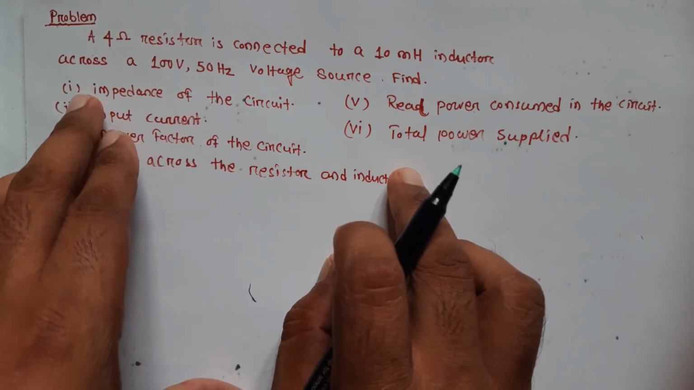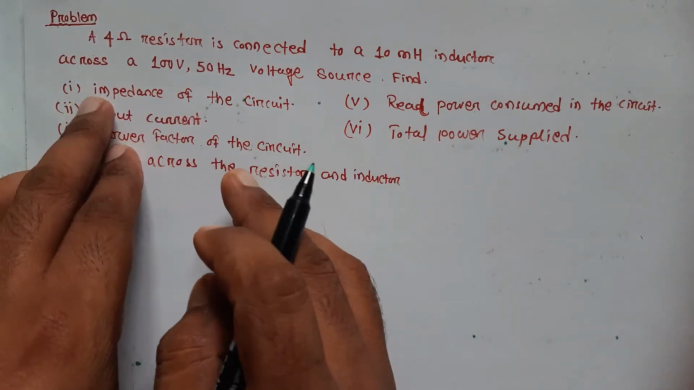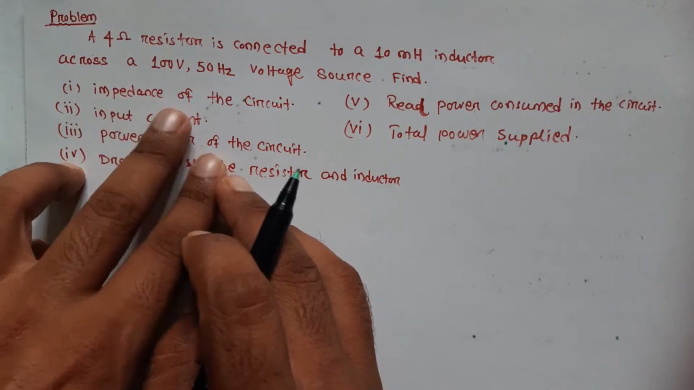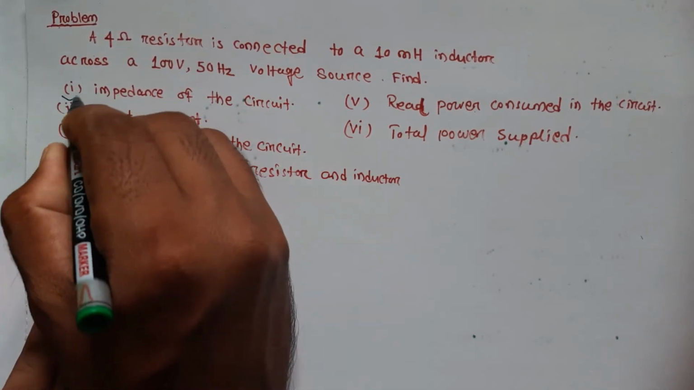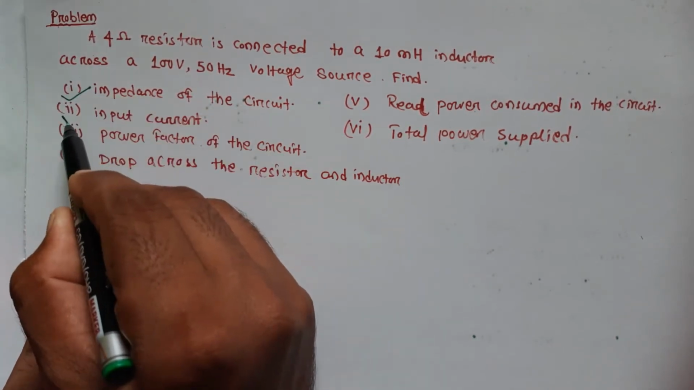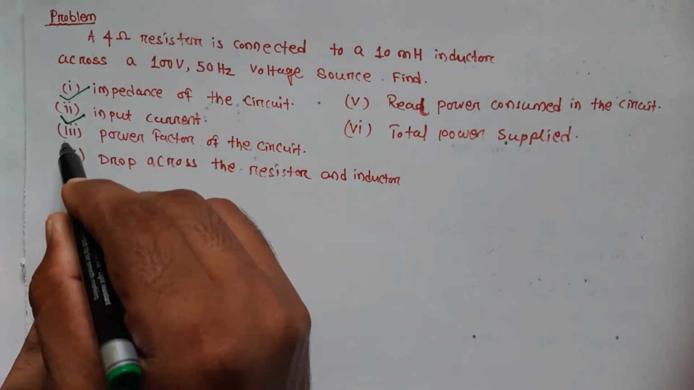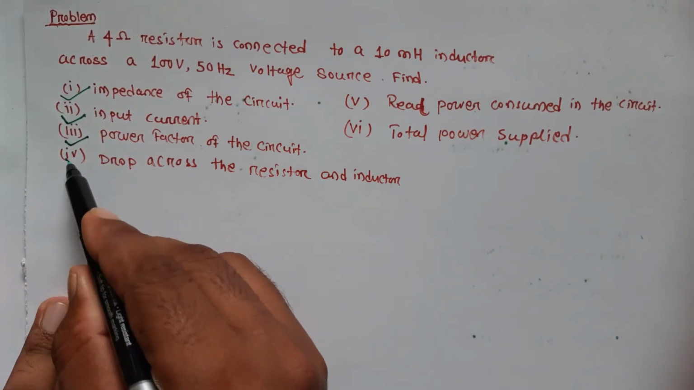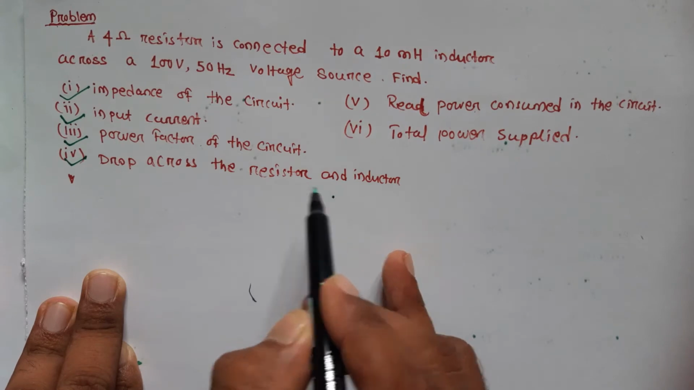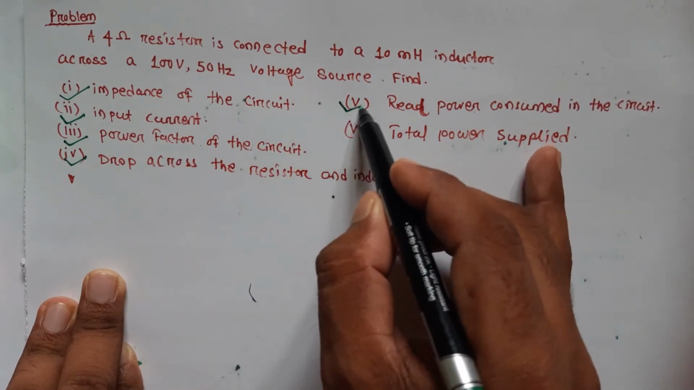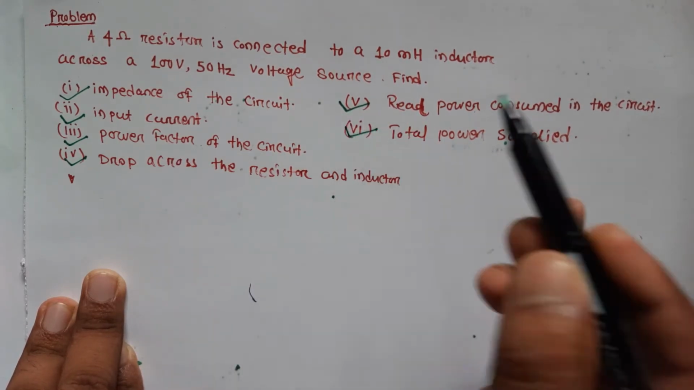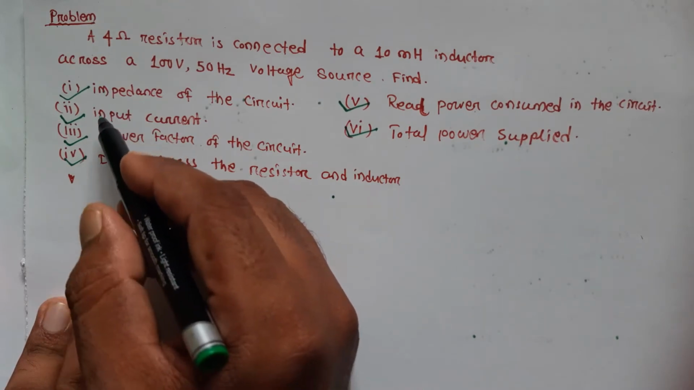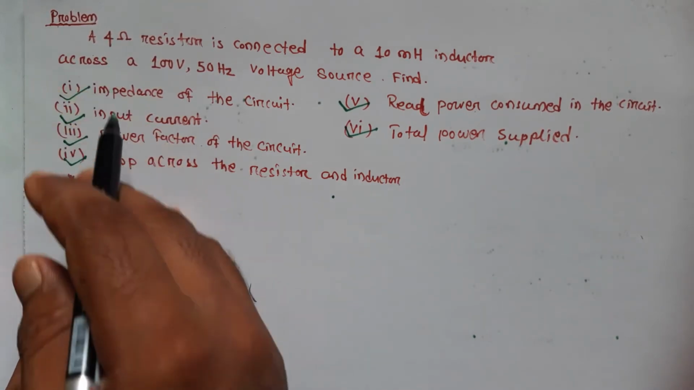Here the question asks us to find, first, the impedance of the circuit, then the input current, third the power factor of the circuit, then the voltage drop across the resistor and inductor individually, then the real power consumed, then the total power. Bit by bit we are going to find all these things.